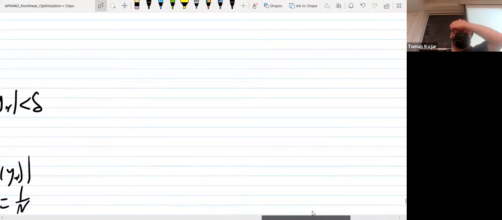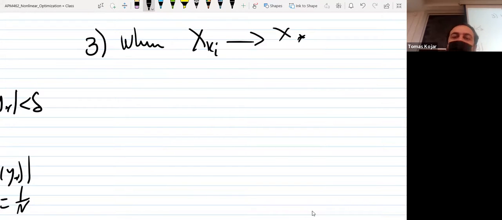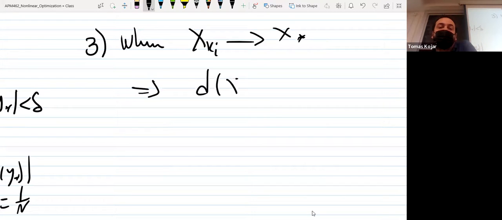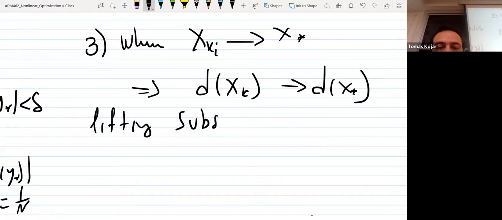Now, here's why this is annoying. We did this in analysis, but you haven't seen it. Whenever you have a subsequence, x_{k_i}, going to some point x star, I will show you that you can show it for the full sequence, called the mother sequence. So this is not x_{k_i}, this is x_k. This is called lifting a subsequence to the full sequence.